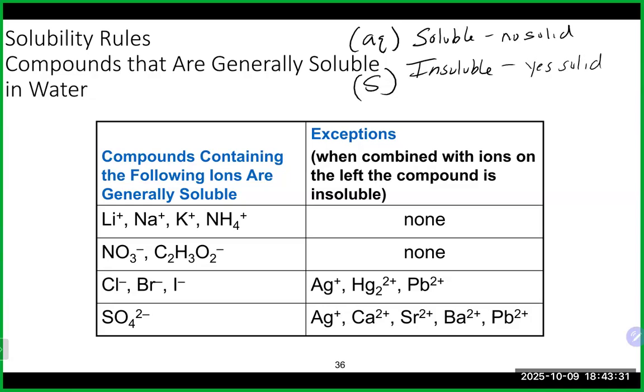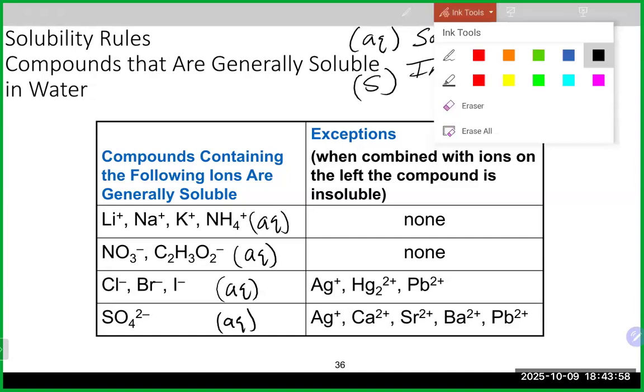People get confused with that all the time because they think soluble, they should put the S on that. But the S here is meaning solid. So again, the S is actually for the insoluble, which makes a solid. So here are the solubility rules. What we're looking at here are things that are typically soluble in water, which means typically everybody here on the left-hand side should be soluble, should get the aqueous symbol next to them.